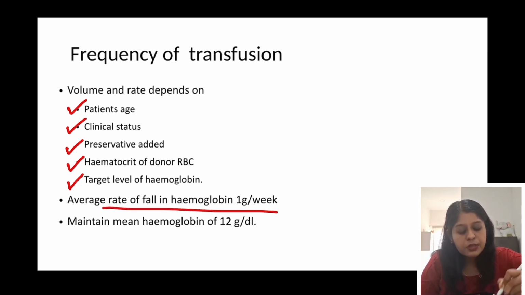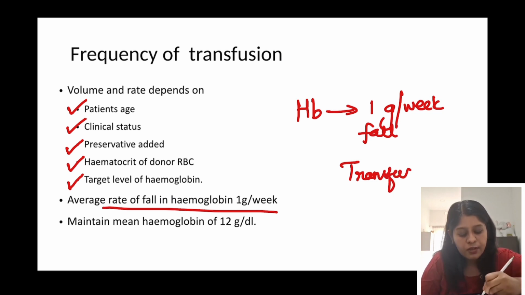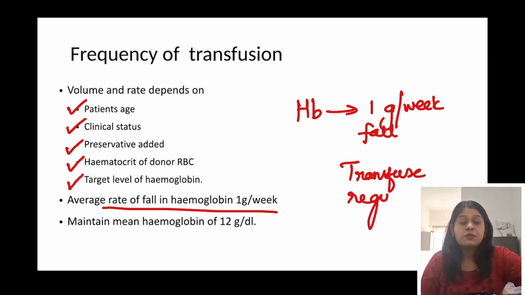Average rate of fall in HB will be 1 gram per week. So if it is HB 10 this week, after 4 weeks it is going to become 6. So you have to call them mostly between 3 to 4 weeks. You have to call and transfuse, and you have to maintain a mean HB of 12.